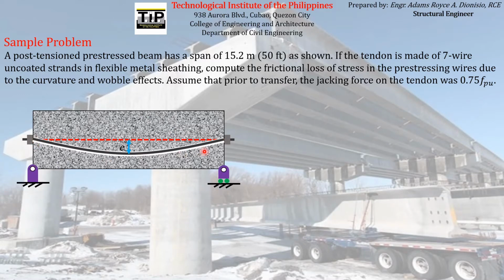So the given is actually a simply supported beam that supports a uniformly distributed load W. If the tendon is made of 7-wire uncoated strands in flexible metal sheeting, compute the frictional loss of stress in the pre-stressing wires due to the curvature and wobble effects. Assume that prior to transfer, the jacking force on the tendon was 0.75 FPU.